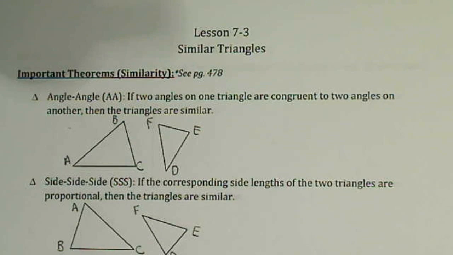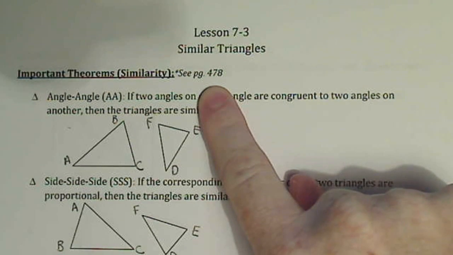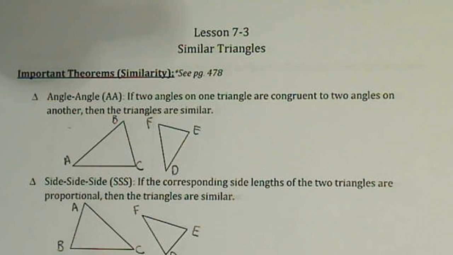Welcome back. We're on lesson 7.3, similar triangles. We just finished talking about similar polygons, so now we're going to take it a step further and just focus on triangles. There are three important theorems that go along with proving two triangles are similar. These are a little bit different, so you can focus on page 478 where all three of these are listed. But we're going to go through them here in our notes.